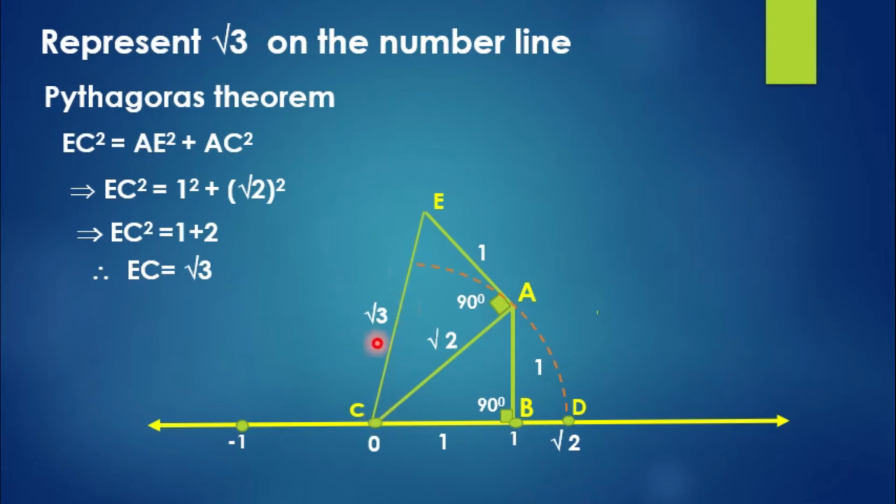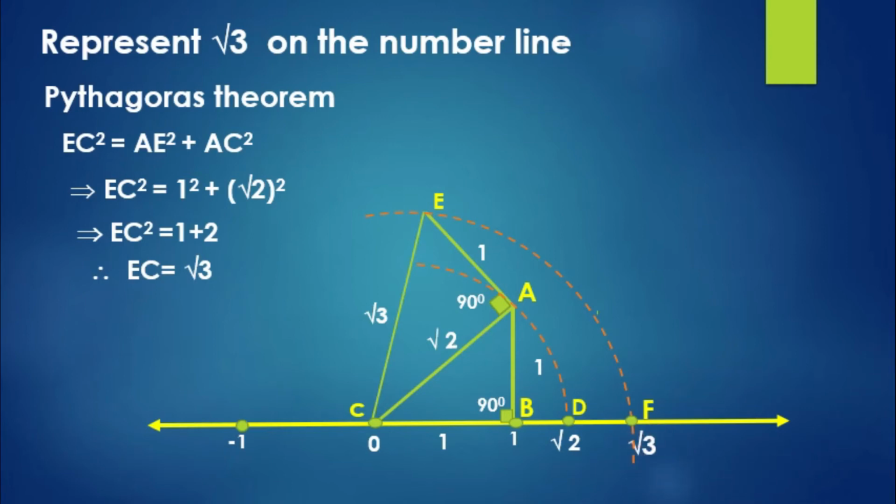Step 3. Now, with C as center and EC as the radius of the circle, cut an arc on the number line and mark the point as F using the compass. Since CE is the radius of the arc, hence CF will also be the radius of the arc and will have the same length as that of CE. So CF is equal to square root of 3 units. Hence F will represent square root of 3 on the number line.